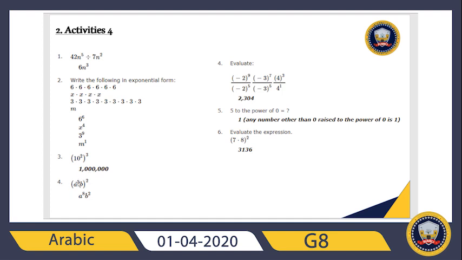Simplify this expression: A to the power of 4 times B to the power of 2, all to the power of 2. Since this is a multiplication, I'm going to distribute my power. So this is going to be A to the power of 4 times 2, which is A to the power of 8, times B to the power of 4. Okay. Now, we need to evaluate this expression.